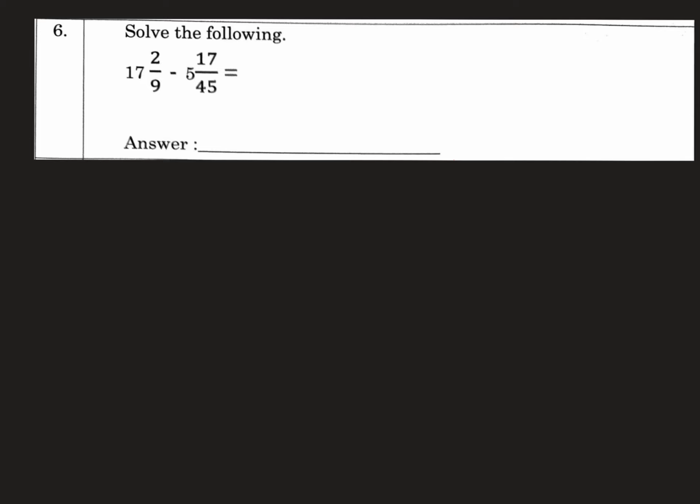So let's just focus on the fractions. 2 over 9 minus 17 over 45. First step is do not panic just because we have large numbers. That's the thing for SEA.